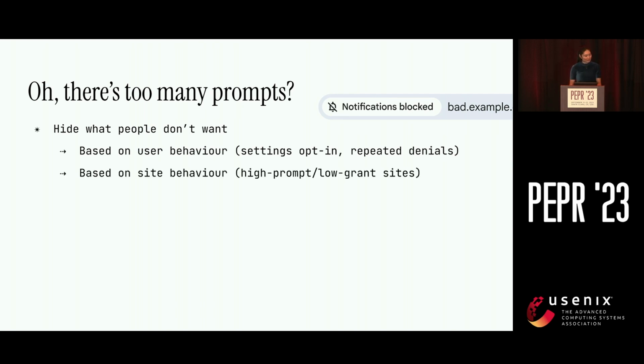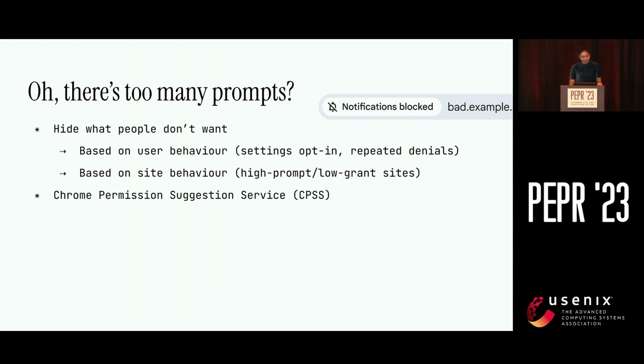We also look at telemetry from sites to see which are the worst offenders. Sites that we see have the highest notification volume, meaning they're sending out a lot of spam, and the lowest grant rates. We have a list of those, take the 10% of the worst offenders, and anytime they prompt for notifications, we don't show the prompt, we show them this little chip instead.